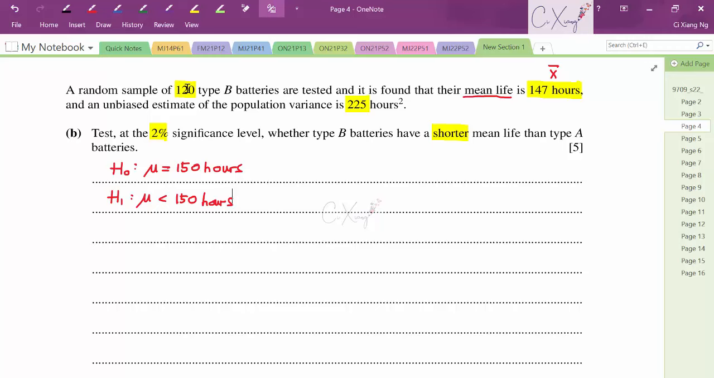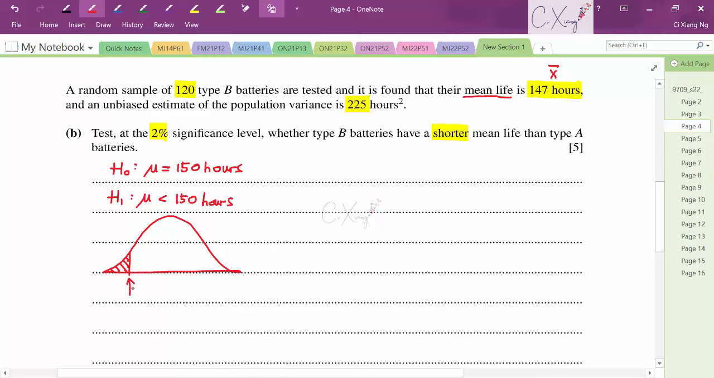To carry out this test, we can use the critical value approach, or you can also use the p-value approach. For me, I'm going to use the critical value approach. So for the next step, I will try to find the critical value, and usually I will sketch a graph for the critical value as well. This is a one-tail test on the left. Therefore, my rejection region will be on the left-hand side.